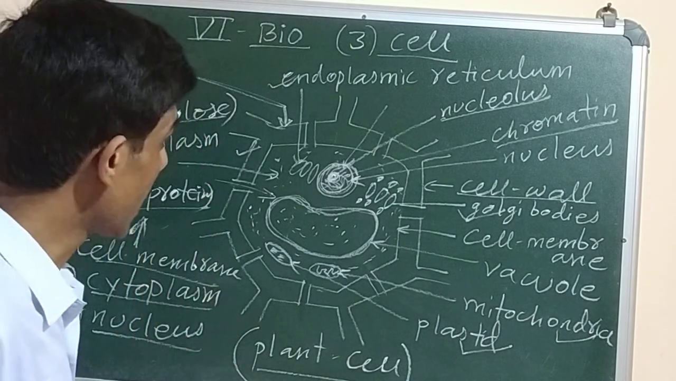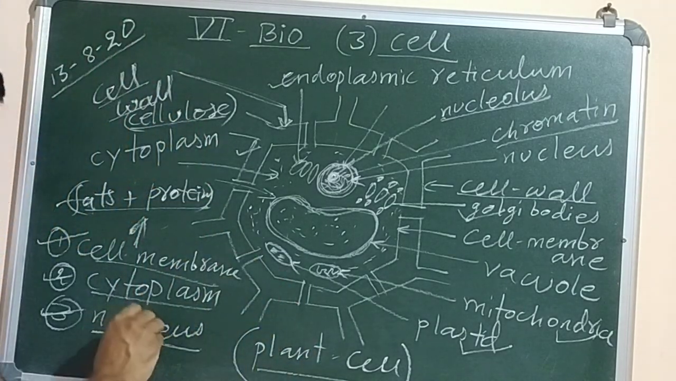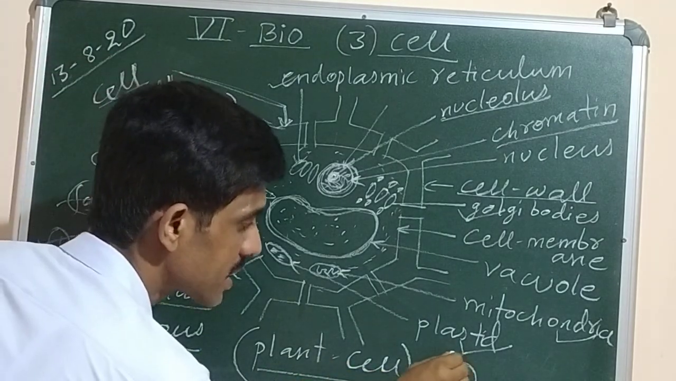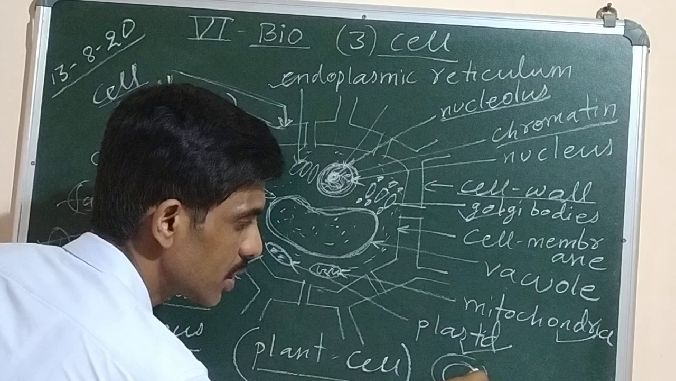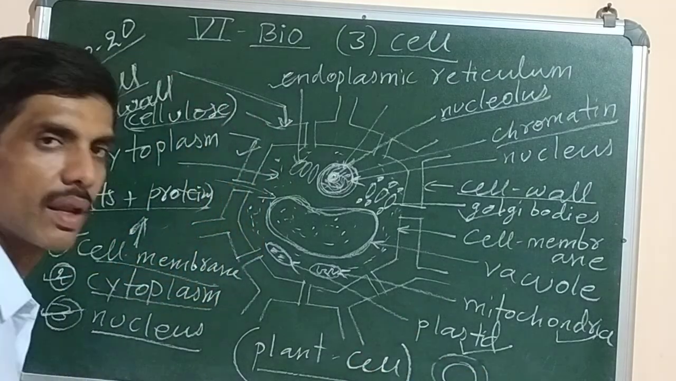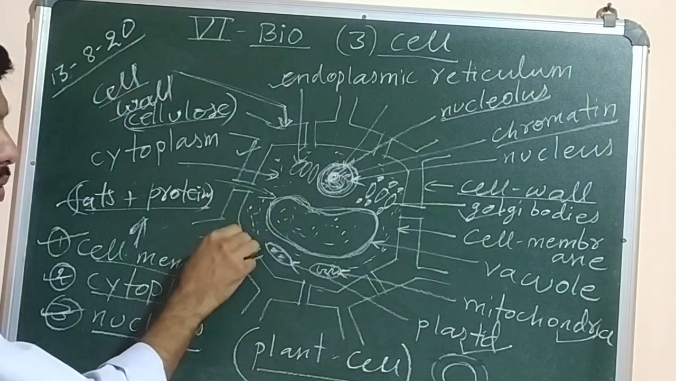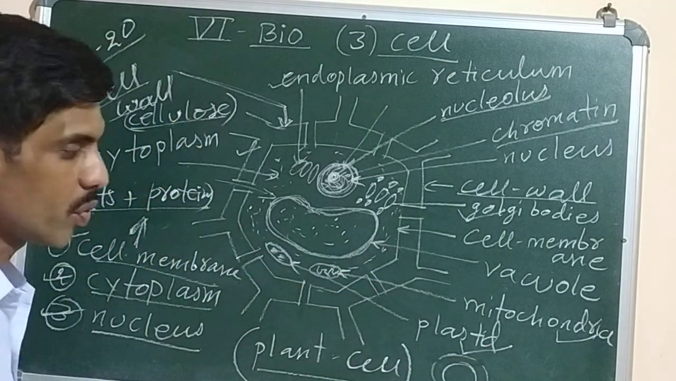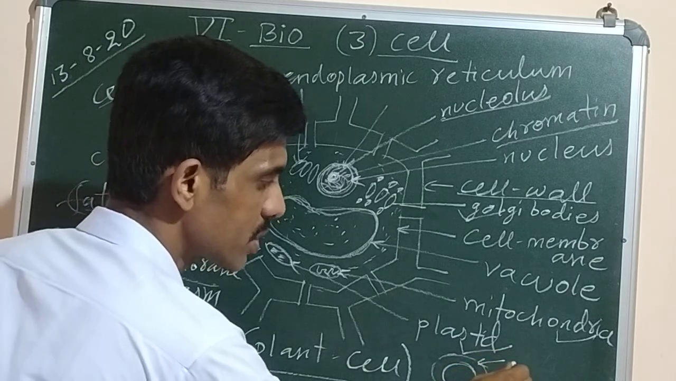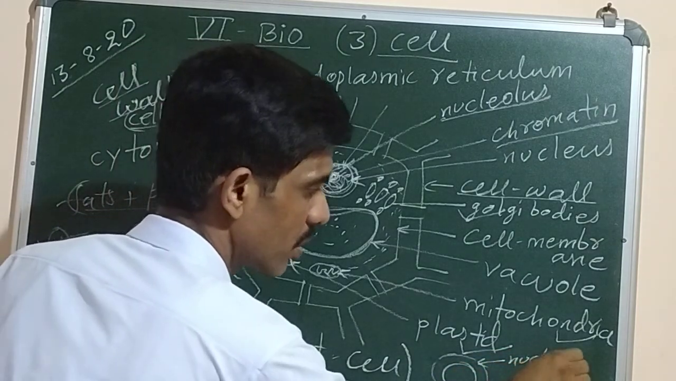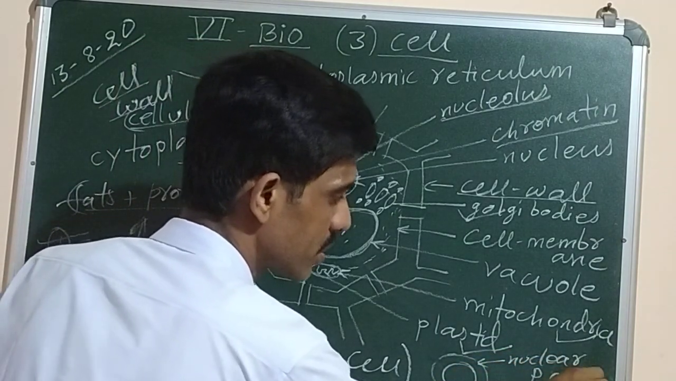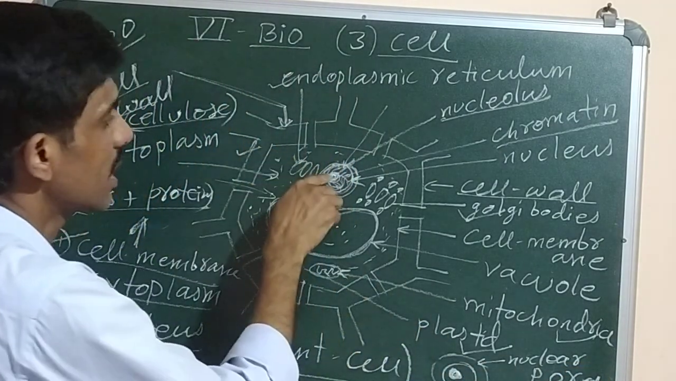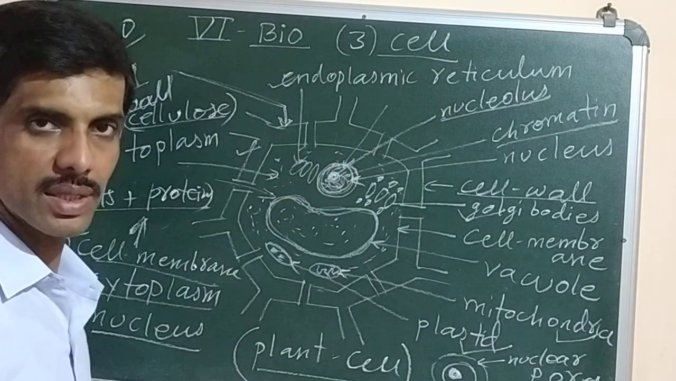Now next, around the nucleus we have a covering. Like if this is the nucleus, it has a covering around it. That covering is known as nuclear membrane. Just like the cell is covered by the cell membrane, the nucleus is covered by a nuclear membrane which has tiny pores in it. These pores are called nuclear pores. Then inside the nucleus we have a dense spherical body, you can see here, which is known as nucleolus.